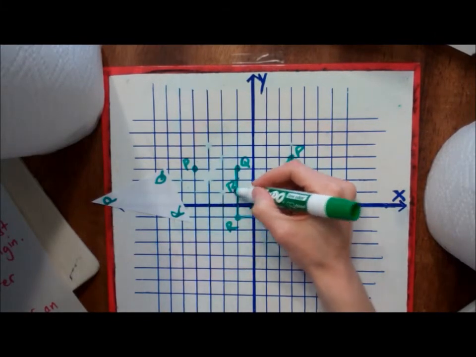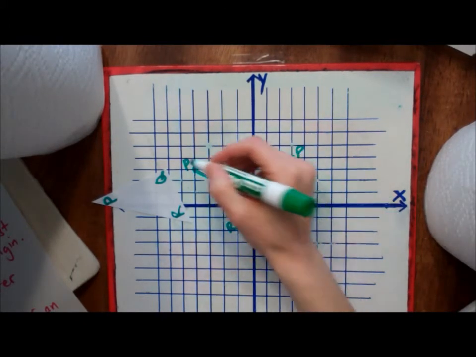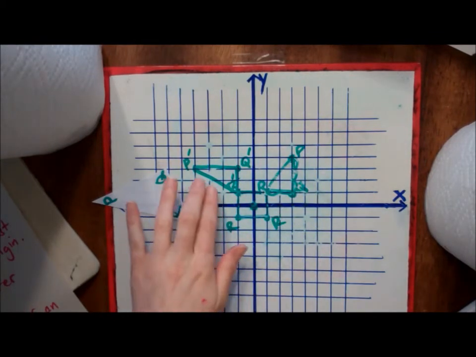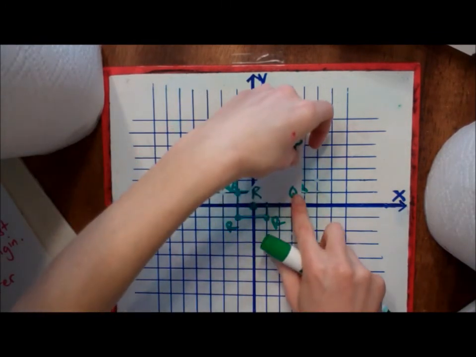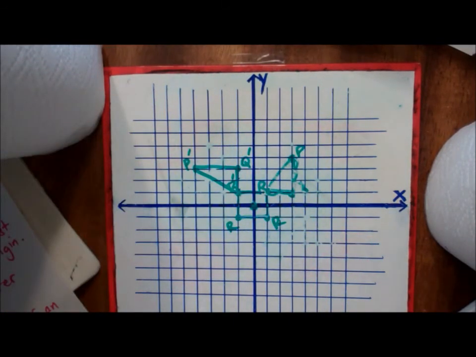Then I'm going to connect all my dots. That is R prime, Q prime, and P prime. Okay, so P, Q, R rotated 90 degrees counterclockwise is going to look like this. Alright, it's all around the center of origin. It has switched over the quadrant like you're supposed to with each 90-degree turn. And that is lesson 80. Thank you.